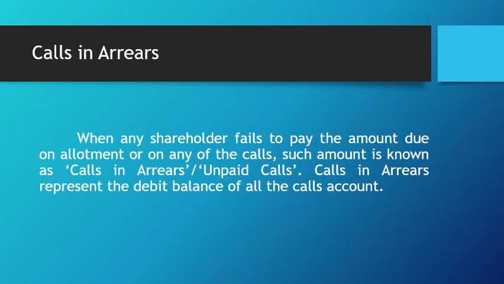As we know, public companies will be issuing shares in different installments, and they'll be collecting this amount on issue of shares through different installments: application, allotment, and call monies. First, at the time of applying for those shares, shareholders will be paying this application money, and on allotment, they will be paying allotment money, and when the calls are made due, they have to pay the call money also. Sometimes some shareholders may fail to pay this call money or allotment money.